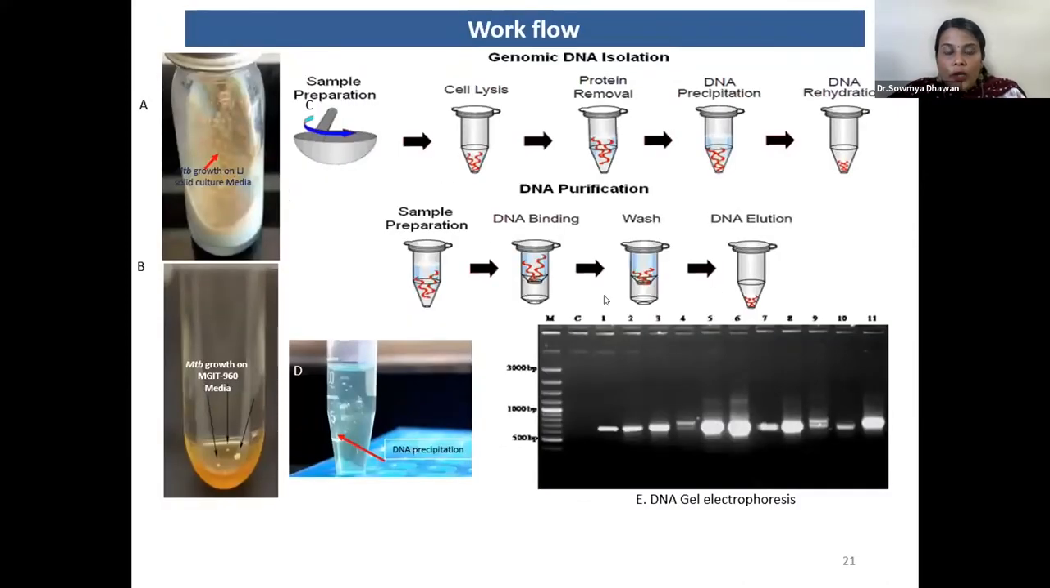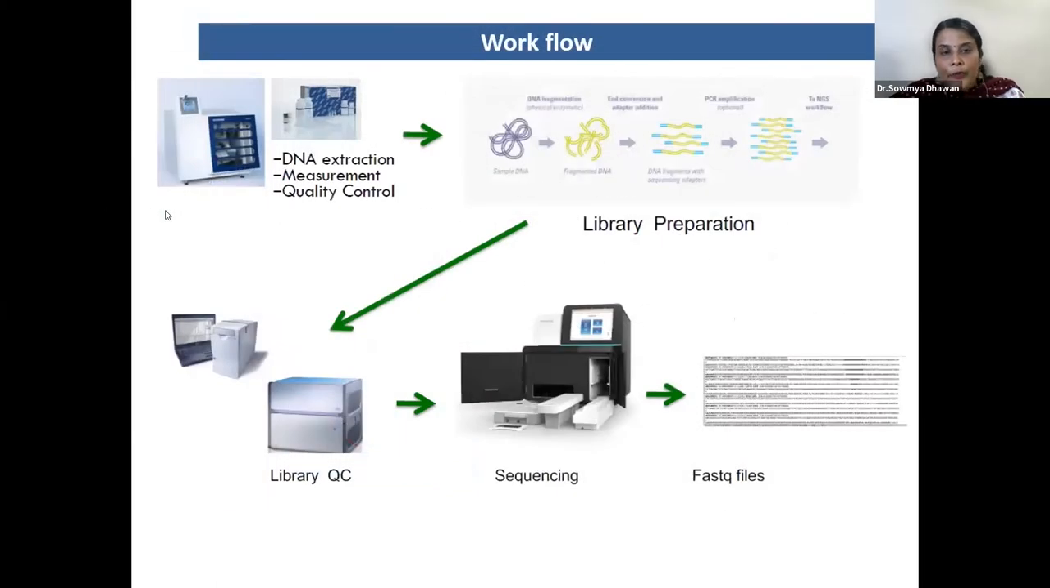So this is what the workflow is. The first step is sample preparation, either from a solid media or from a liquid media. We need to prepare the sample. The sample means the DNA needs to be isolated and purified by means of different methodologies. One of them is gel electrophoresis. And after the extraction and purification of the DNA, one can go for the library preparation, and even the QC of the library will be done, and then it goes for the sequencing, and then the output will be in the form of FASTA-Q files, which can be read after comparing with the reference genomic DNA.